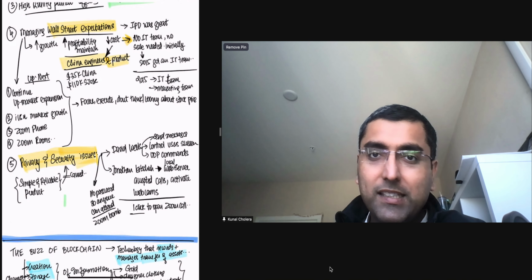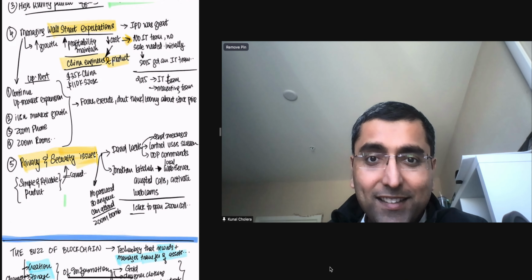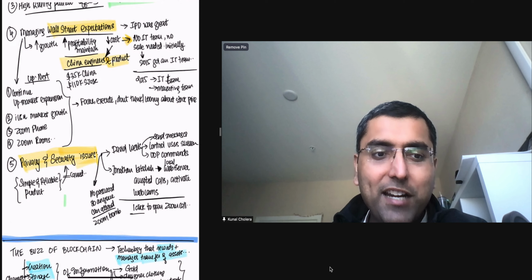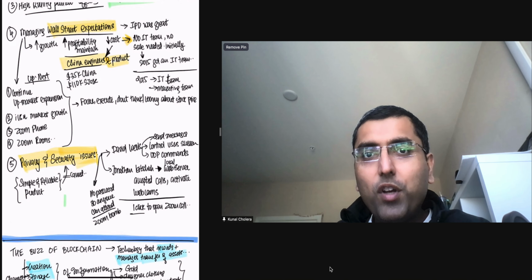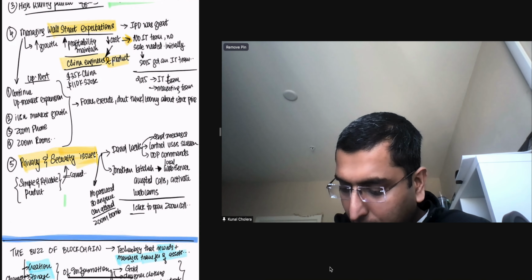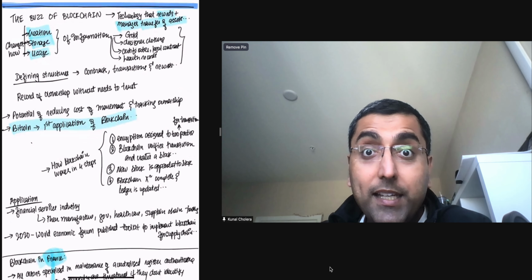Phenomenal growth. We saw how in 2020 the stock price went through the roof. It's correcting big time because of the competition from Microsoft and many other players. But Zoom was a really good case study for digital transformation. The third case study was around blockchain, the future that's building in front of us.